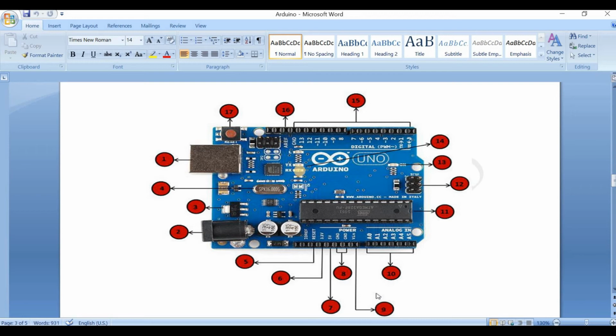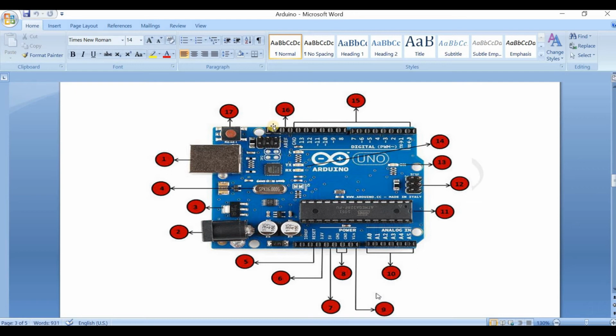Next, here come the TX and RX LEDs. These are the two LEDs which are connected to serial communication. TX means transmit and RX means receive. The TX LED blinks when we transmit data and the RX LED blinks when we receive data. The rate at which these LEDs blink depends upon the rate at which the Arduino board transmits and receives the data, which is internally connected to the baud rate.